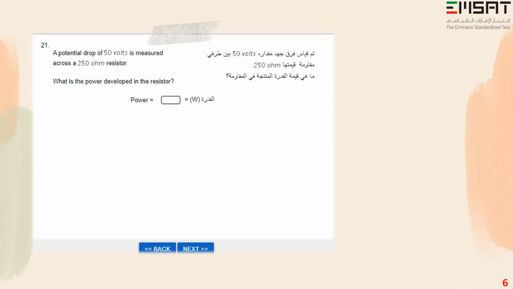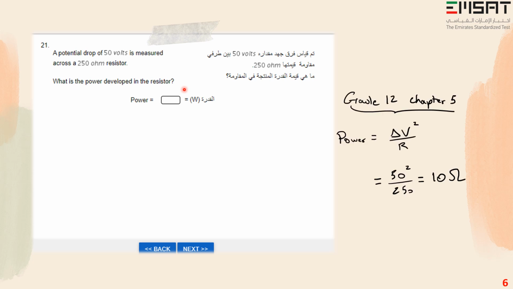Continue with question 6. A potential drop of 50 volts is measured across a 250 ohm resistor. What's the power developed in the resistor? So we need to calculate the power across the resistor. There is an equation that describes that situation from grade 12, chapter 5. The power across the resistor is equal to delta V squared over R. So it's 50 squared over the resistance, and the answer is, sorry, here it's supposed to be 10 watts.